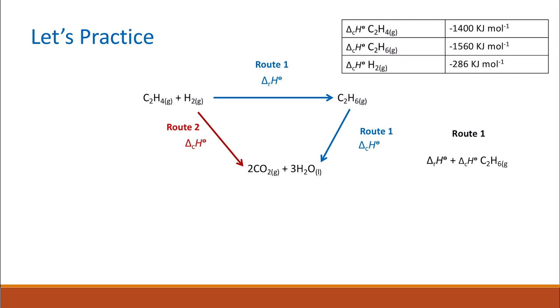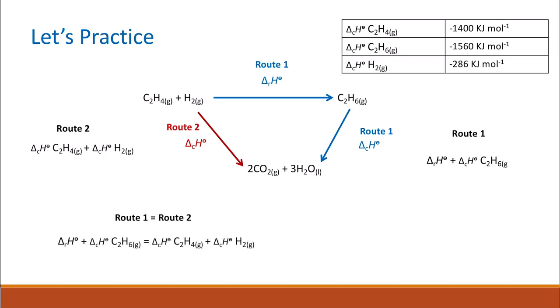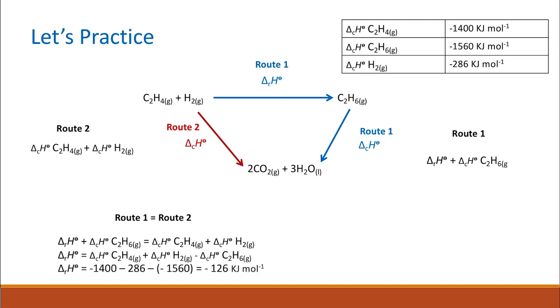Route 1 will include the enthalpy for the reaction, the hydrogenation, plus the enthalpy of combustion of ethane. Route 2 will include the enthalpy of combustion of both the ethene and also the combustion of hydrogen. Now route 1 will equal route 2. You can put in your equation and then rearrange it and put in the values to get the enthalpy of the hydrogenation, which will equal minus 126 kilojoule per mole.